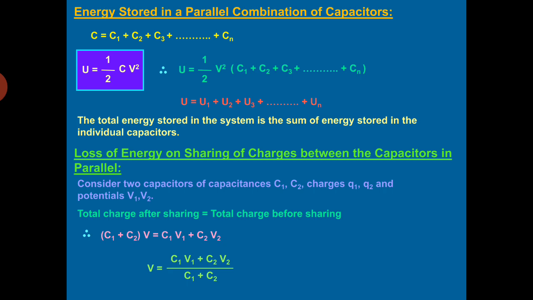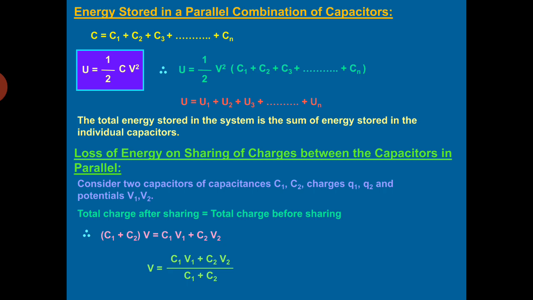C1V1 is the charge on the first capacitor before sharing. C2V2 is the charge on the second capacitor before sharing. Similarly, C1V is the charge on the first capacitor after sharing of charges, and C2V is the charge on the second capacitor after sharing of charges. So taking out V common, we can write it as (C1 + C2) within the brackets multiplied by V, and it is equal to C1V + C2V by charge conservation.